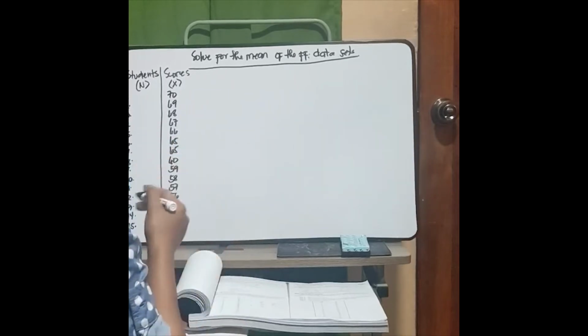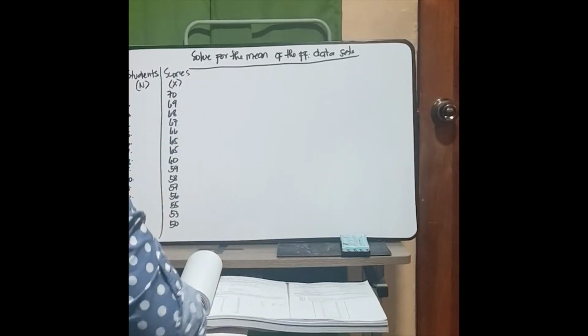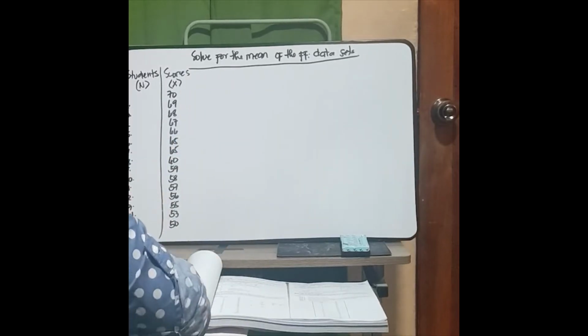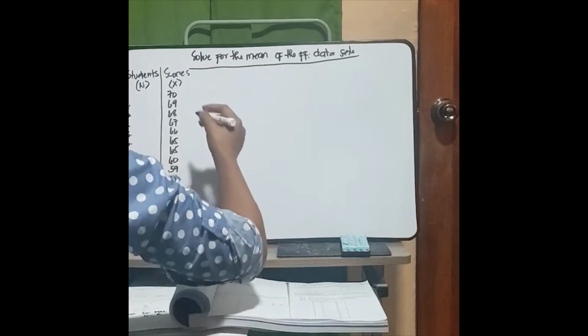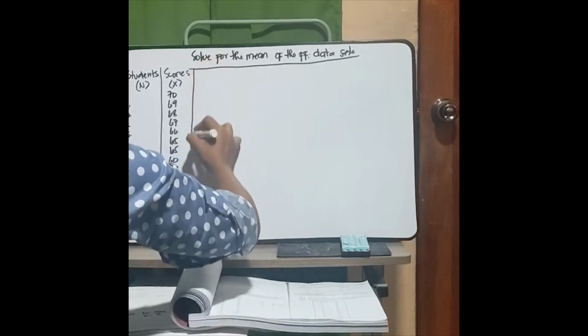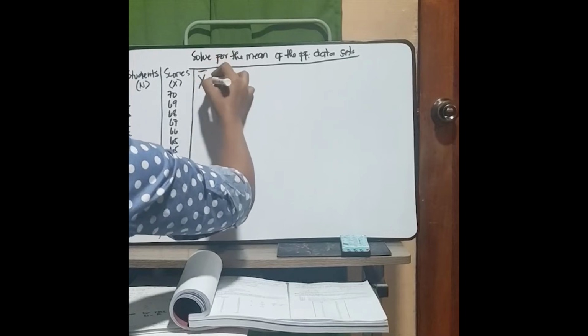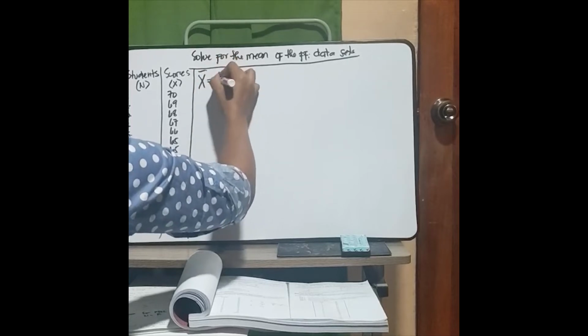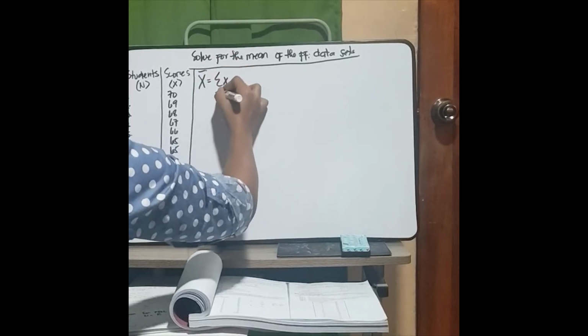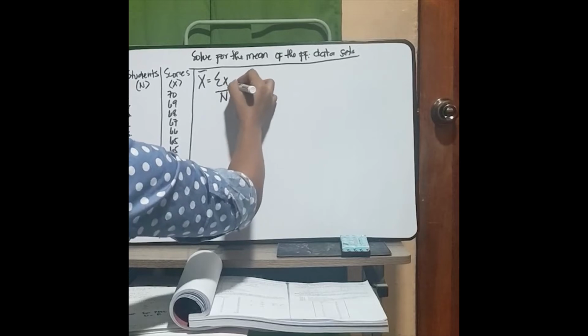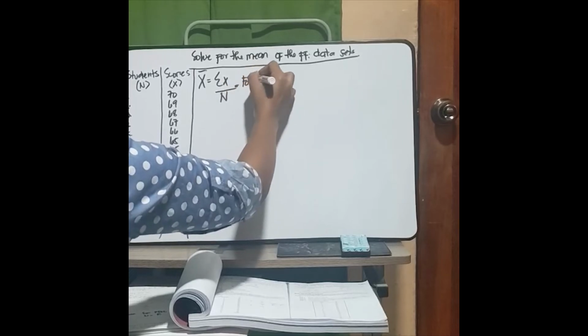For the summation of x, it just means we will add the gathered data. So, let's substitute. We will use this formula: mean is equal to summation of x over n. Here is our formula.